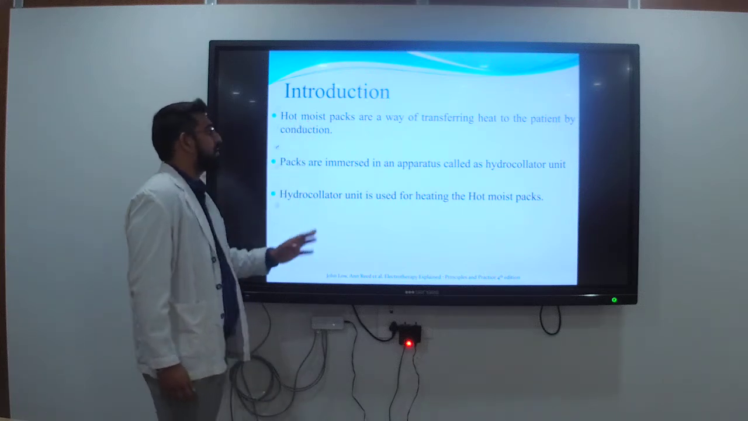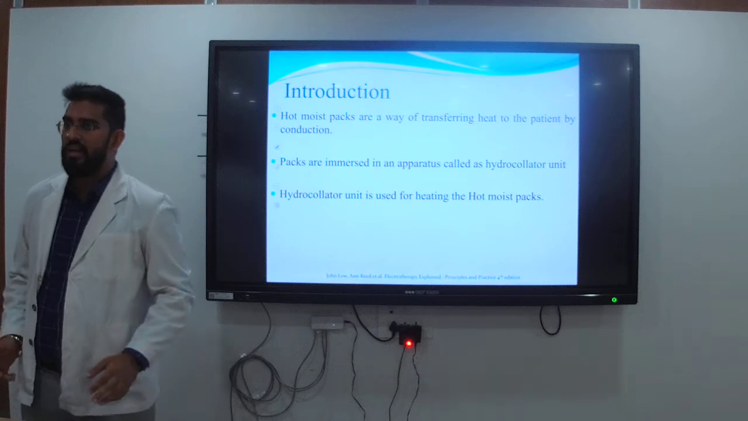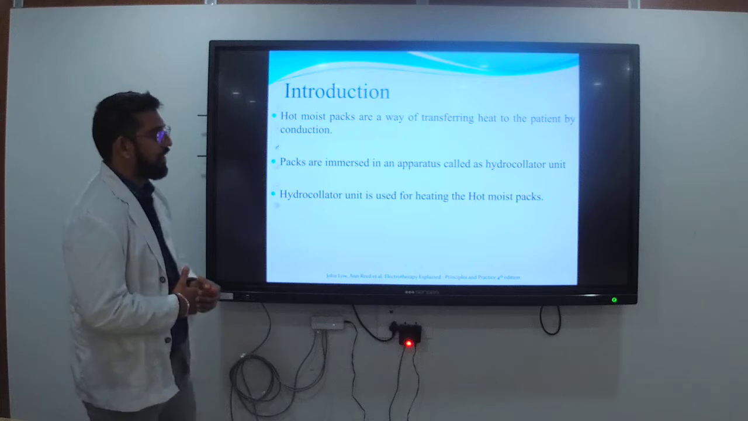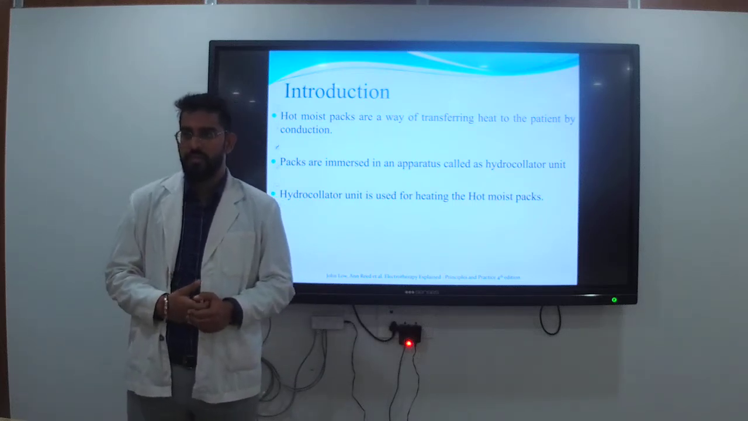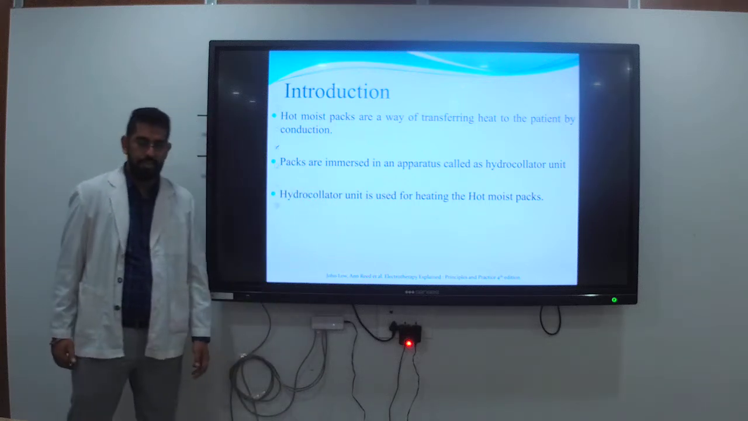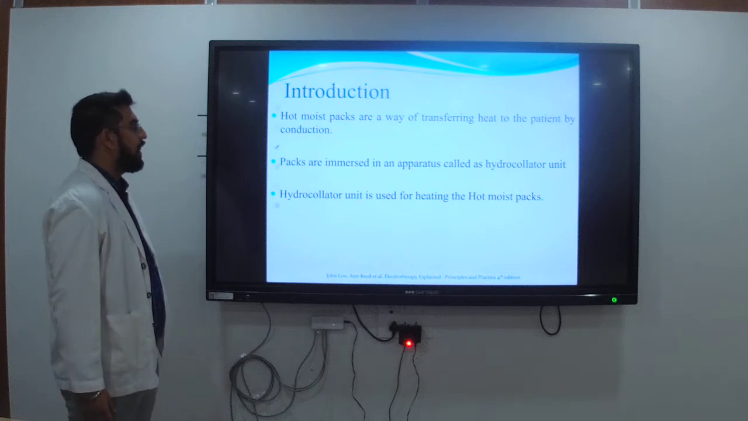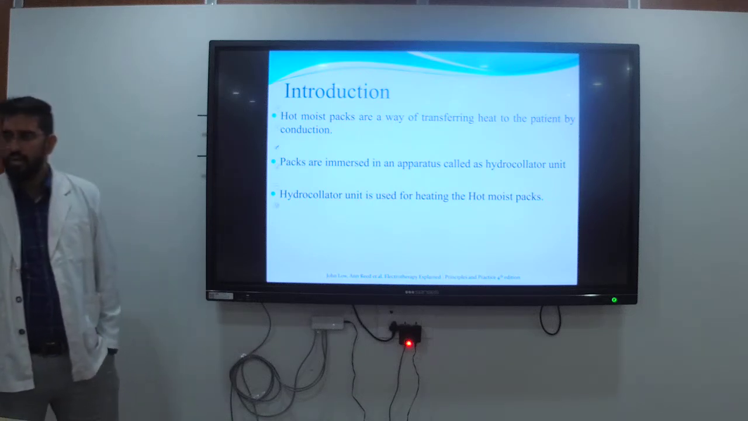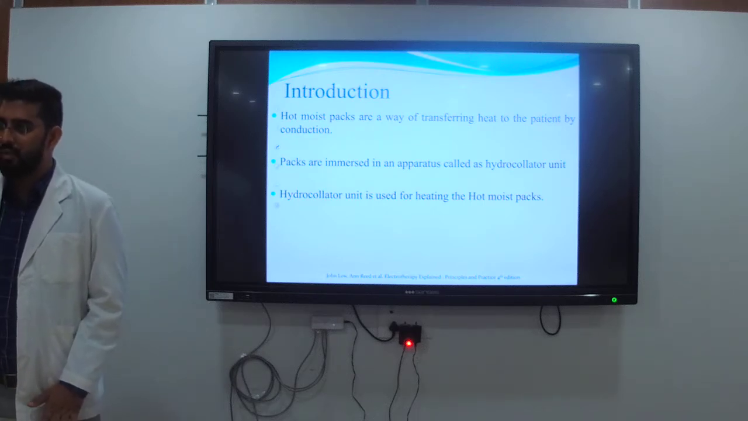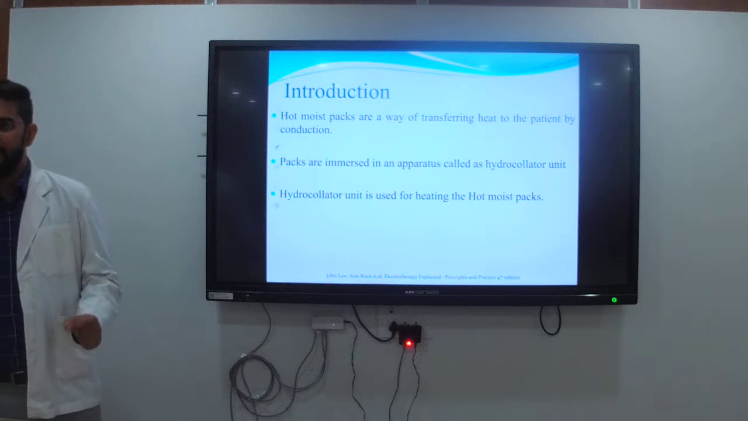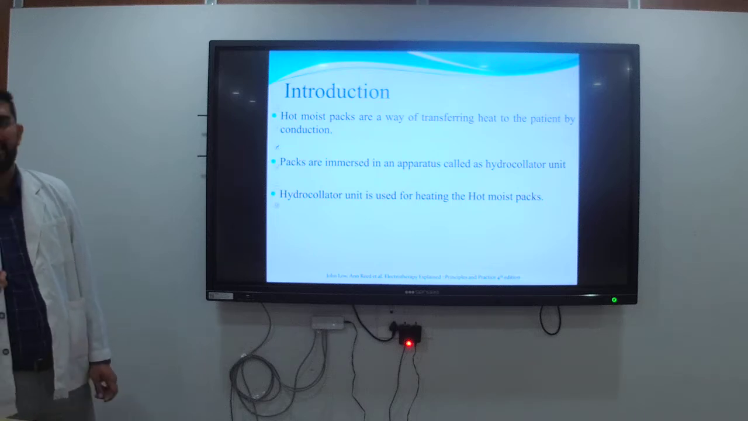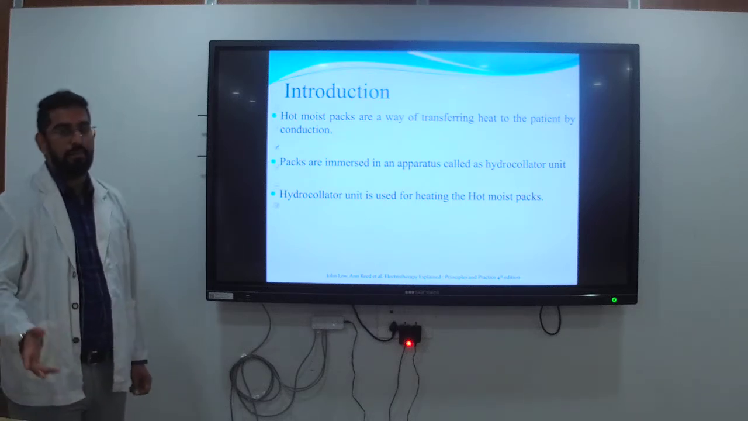Now, hot moist packs are objects which help in transferring heat to the patient. Packs are immersed in an apparatus called a hydrocollator unit. It does not get heat by itself. We have a separate unit called the hydrocollator unit, in which we immerse these packs and they get heated to a certain degree which is ideal for the application.